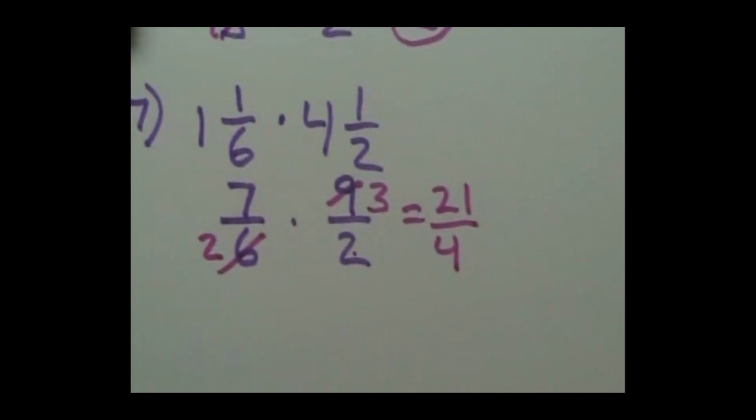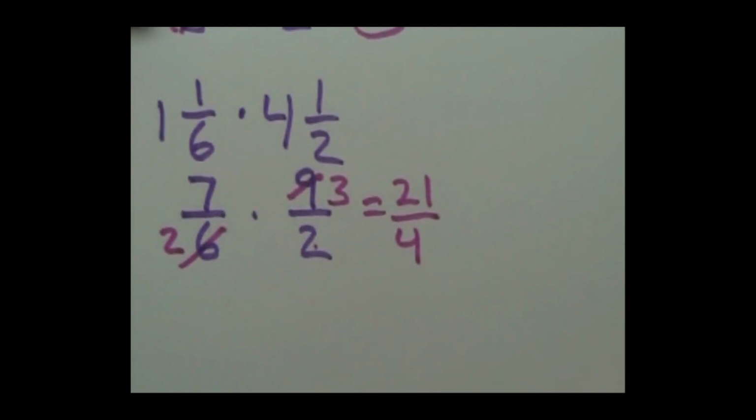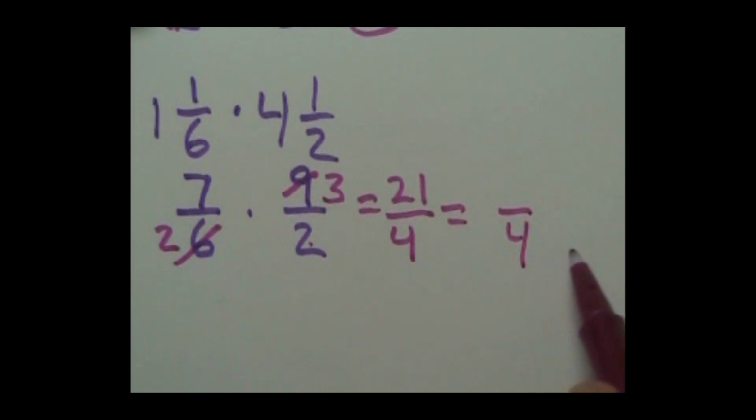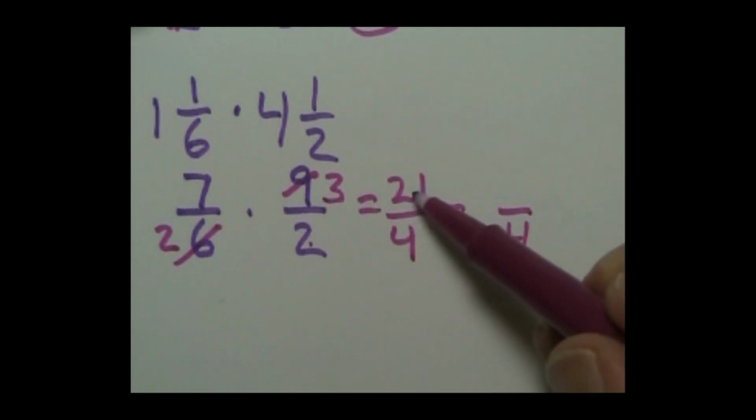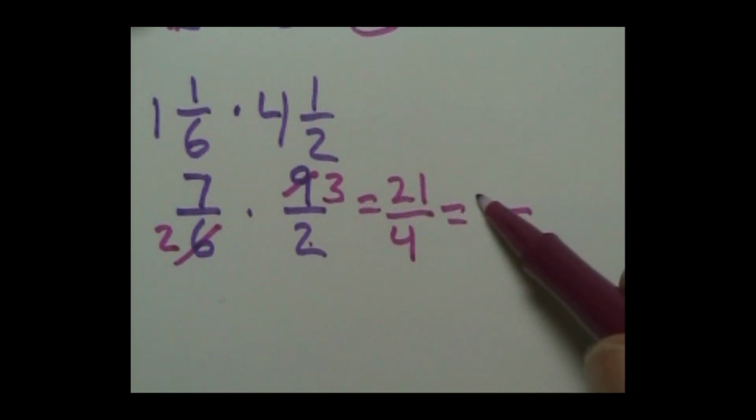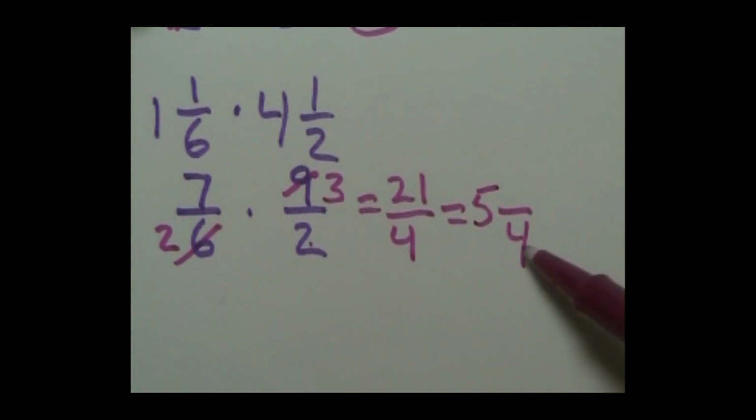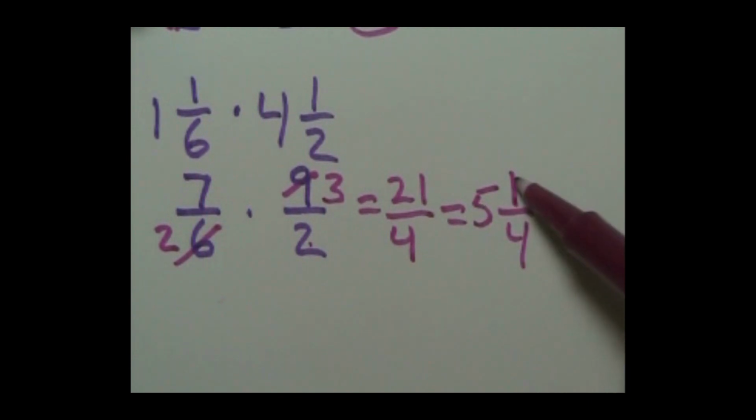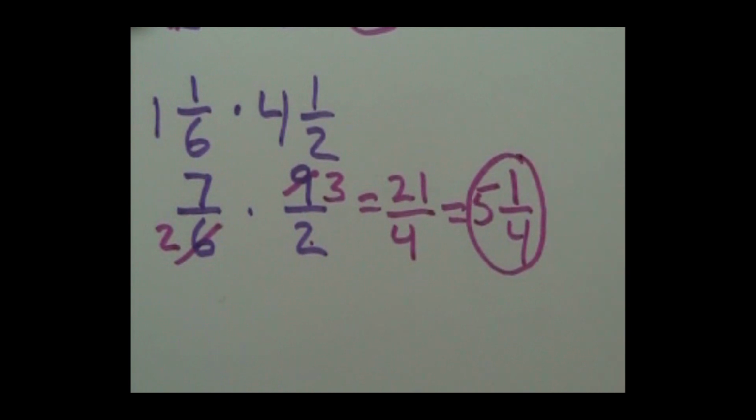So we have a fraction, but we cannot leave our answer as an improper fraction. So let's see, 4 goes into 21 5 times, right? Because 4 times 5 is 20, and there's 1 left over. So put that left over right up there. And there's your answer.